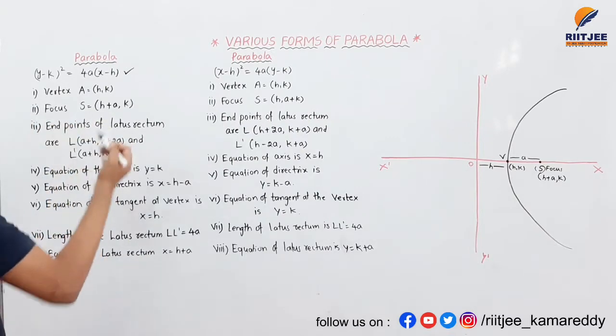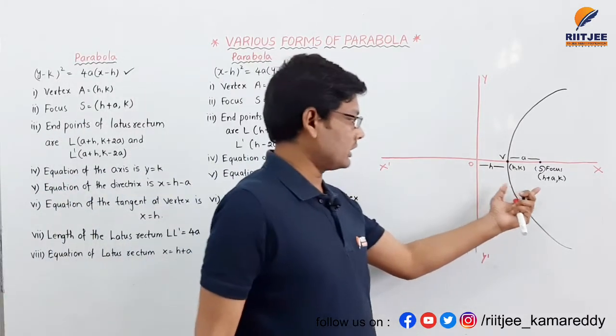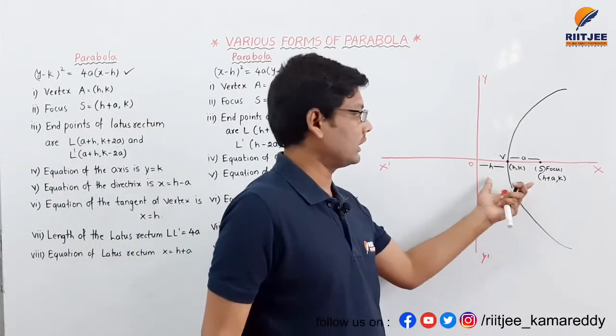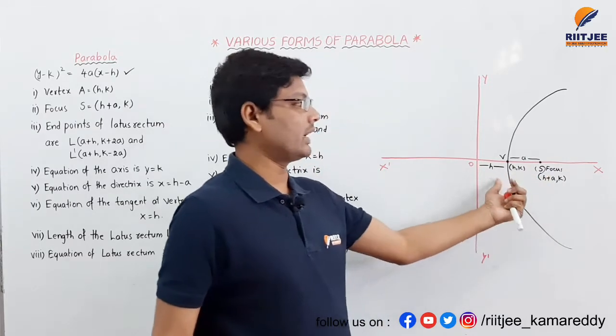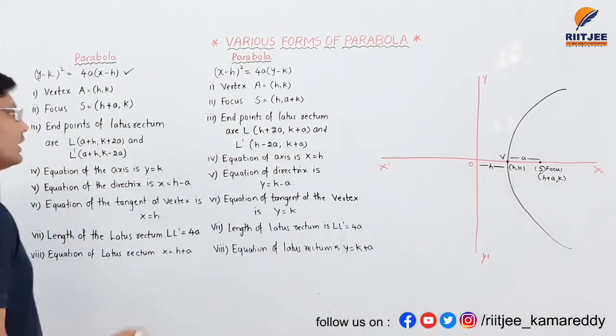The next one is the focus. Because the focus is at a distance h plus a from the origin along the axis, with k as the y-coordinate, the focus is h plus a comma k.